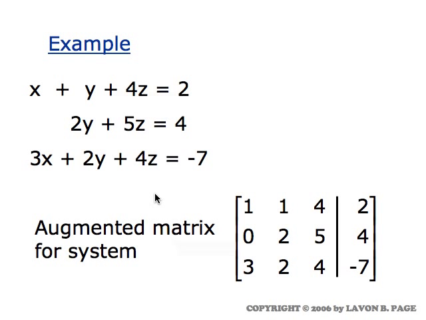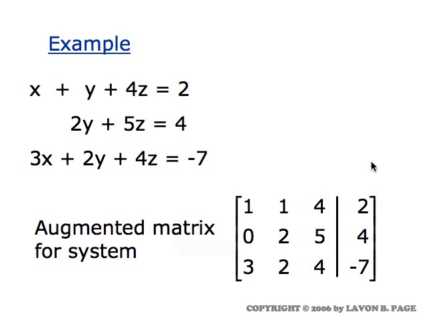This is a system of 3 equations with 3 unknowns x, y, and z. So when we set up the augmented matrix for this system, we'll need a column for the x coefficients, a column for the y term coefficients, a column for the z term coefficients, and a column for the numbers on the right. The augmented matrix has 3 rows because we have 3 equations, and it has 4 columns.